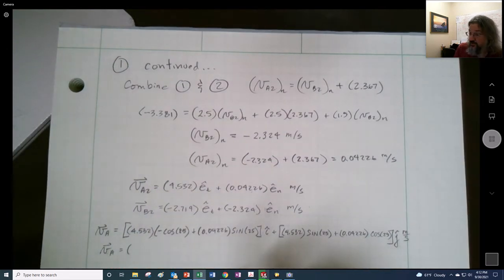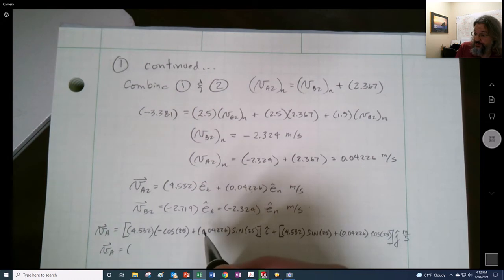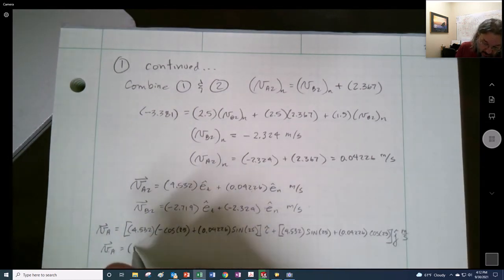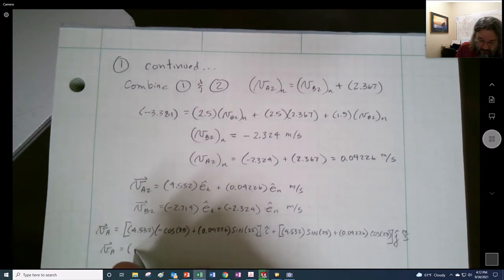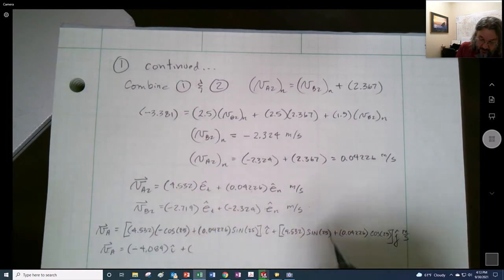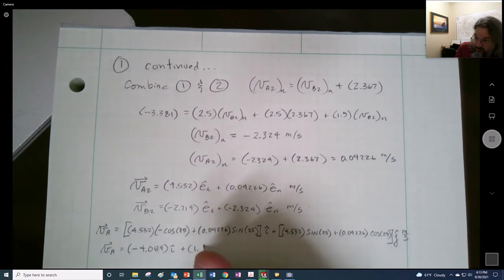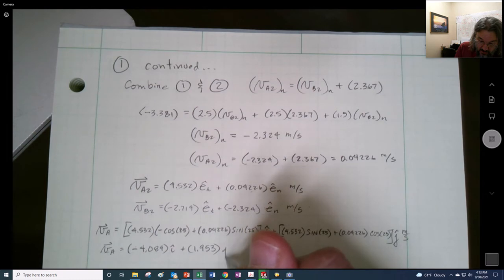And so in the x direction, we're going to get this. I think it's going to end up still being negative, right? So it's still going to be negative. So it's a negative 4.089 I plus, and then in this it's going to be a positive 1.953 J.